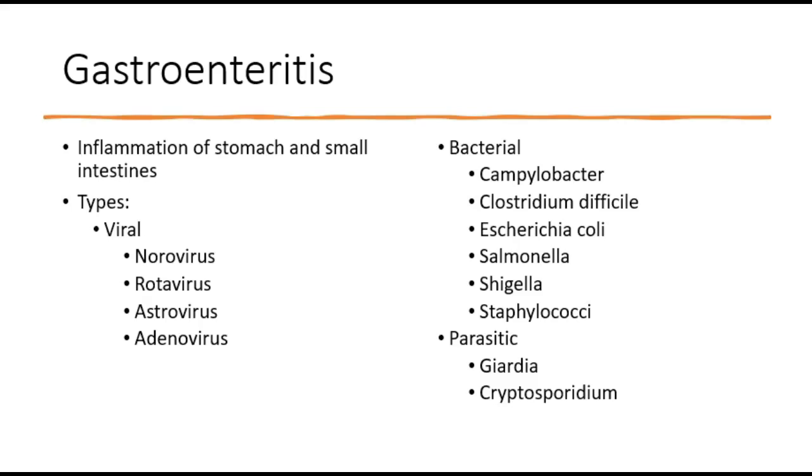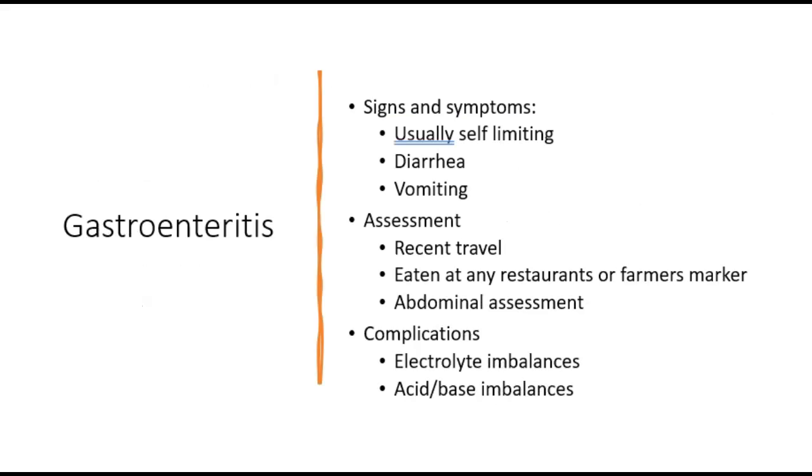There can also be parasitic causes of gastroenteritis, which can be transmitted from person to person or contaminated food or water. Giardia and Cryptosporidium are two types. Signs and symptoms of gastroenteritis: usually they are self-limiting and last about 3 days. You'll see diarrhea, borborygmi, abdominal pain and cramping, malaise and weakness, anorexia, nausea and vomiting, and signs of dehydration.